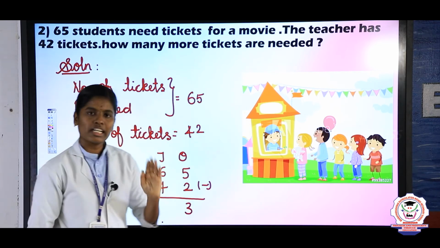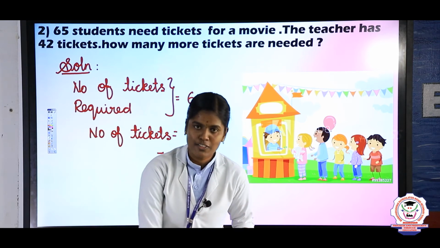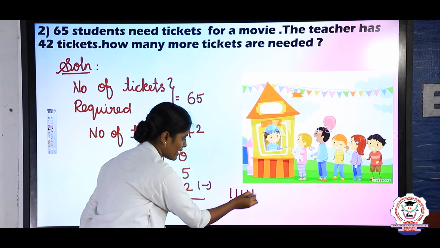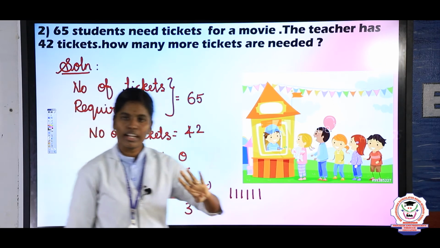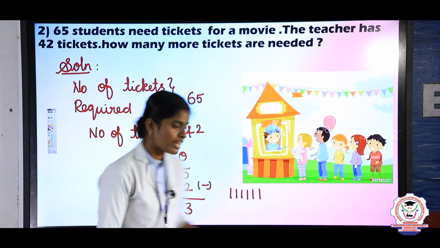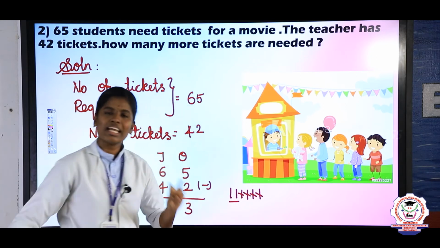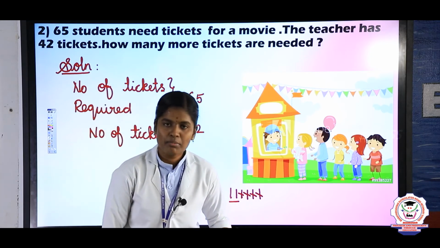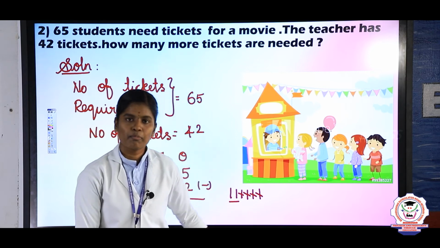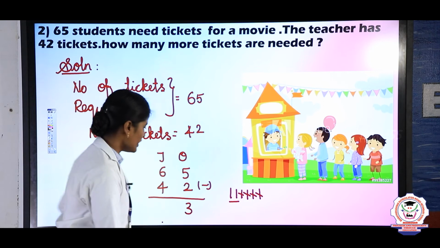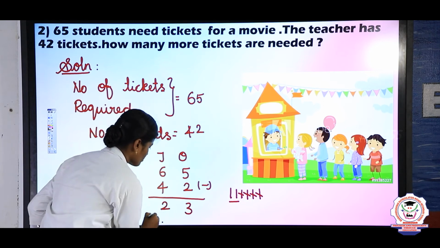And next, the tens place value, 6 minus 4. So put 6 lines. 1, 2, 3, 4, 5, 6 and strike out 4 lines. So how many lines? 4 lines. 1, 2, 3, 4. So how many lines remain? Tell me Lishan, how many lines remain? Very good Riya. Remaining we have 2 lines. So write the answer 2.